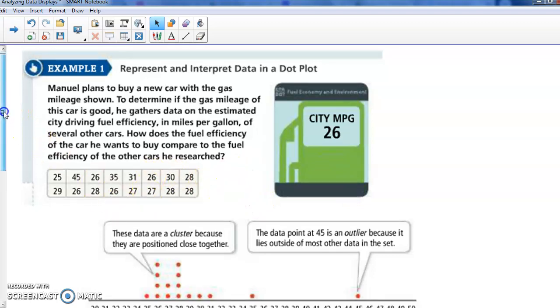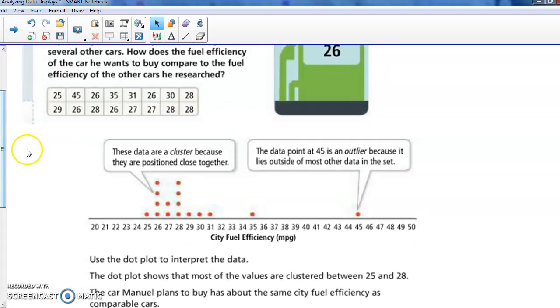One thing that you notice that they do, they took the data points and put them into a dot plot. What's nice about a dot plot is that it's used to interpret the data. As you can see, the dot plot shows that most of the values are clustered around that 25 to 28 range. And then you have this really big outlier over here of 45.